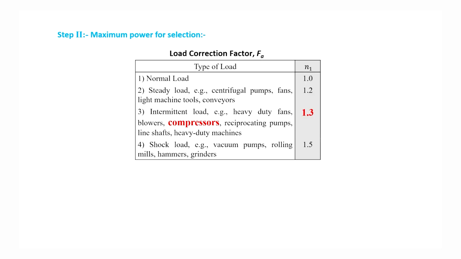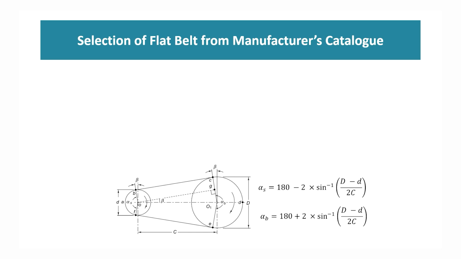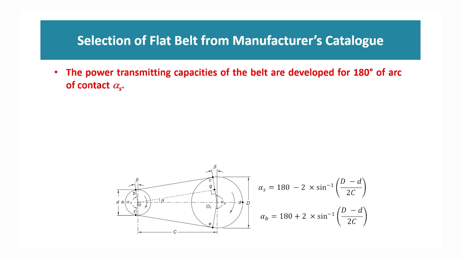So, load correction factor is 1.3, and so K power maximum is equal to Fa multiplied by K. The kilowatt which we want to transmit is 25, and so the maximum power which we can transmit is 32.5 kilowatt. Now, selection of flat belt from the manufacturer's catalog, and that is the next step.